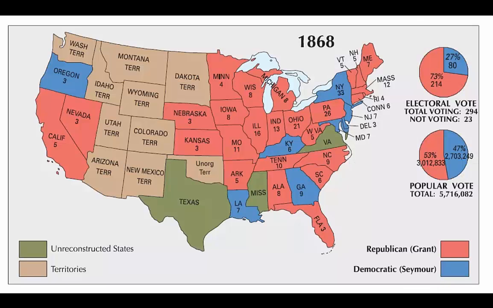Here is a map of the election of 1868, and notice that Grant was able to crush the Democrat Seymour in most of the northern states and in a lot of the southern states that could vote. And so electorally, it was 214 to 80. That's a pretty crushing feat. The popular vote's a little closer, 53 to 47, but for the Electoral College, it was a victory for Grant.